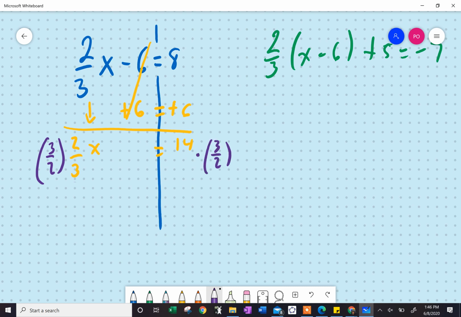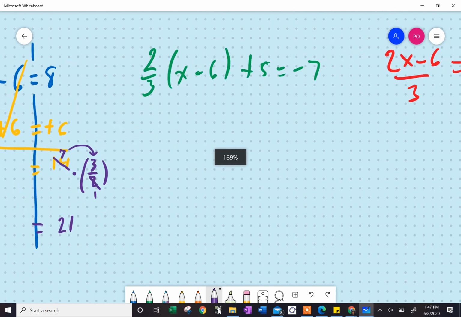And the reason why I can do that, and this is super important, is because 3 times 2 equals 6. 2 times 3 equals 6. So guess what? 6 over 6 is 1, and 1 times anything is itself. And in this case, that anything is our unknown. So now I have 14 times 3 halves. 14 times 3 is 42. Divided by 2 is 21. The other way you can do that is say 2 goes into 2 once, and 2 goes into 14 7 times. 7 times 3 is 21. So that's the answer to the first one.